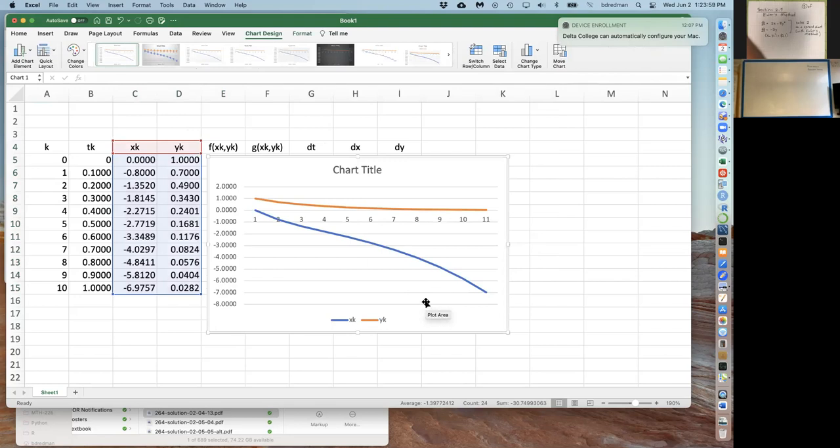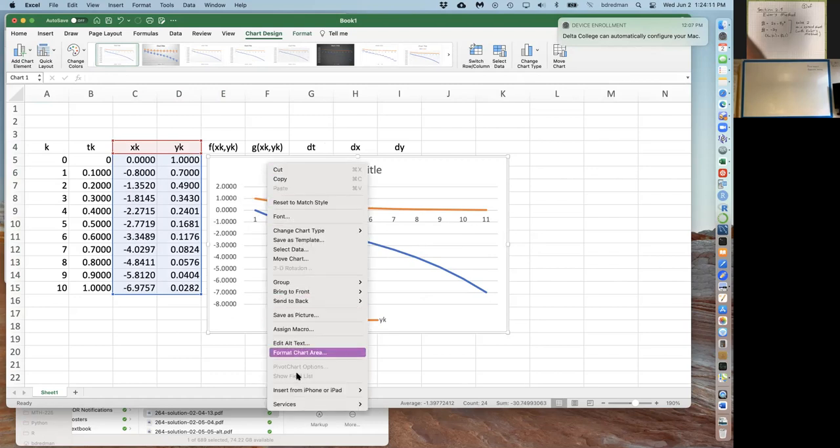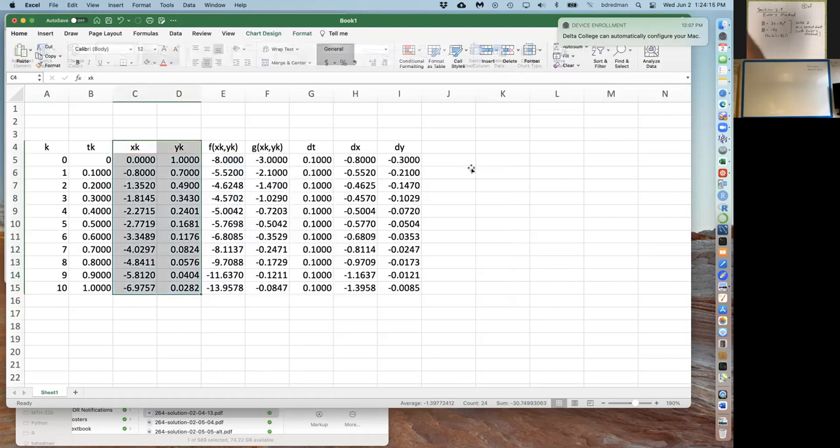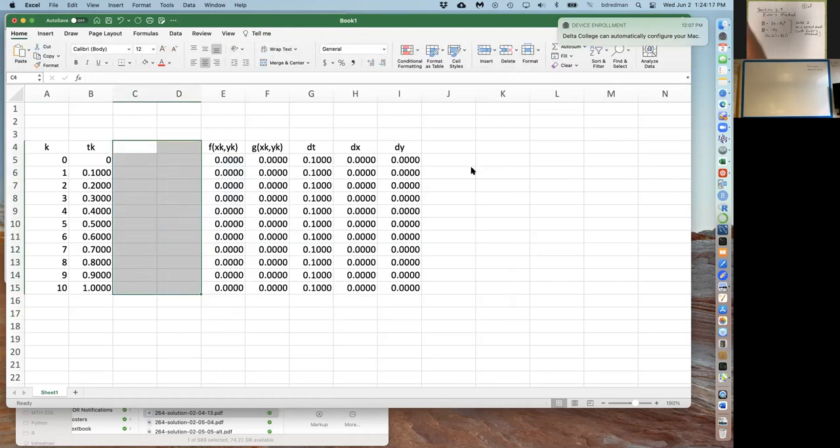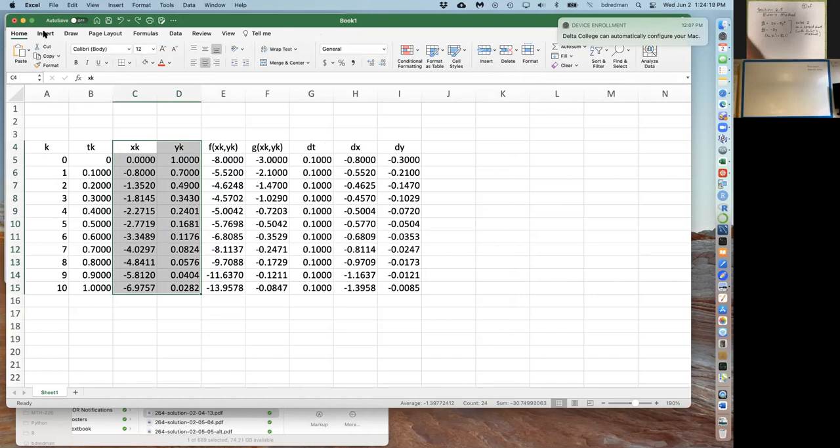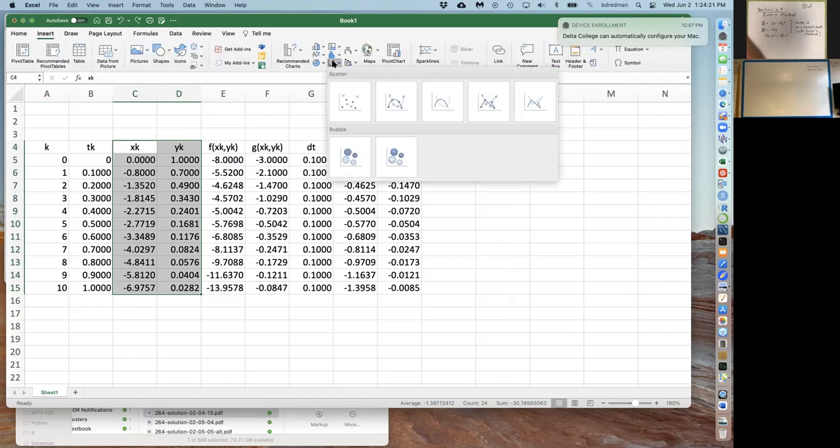Now, what's going on right here? I don't like that at all. This looks a little bit like my bad solution from previous, doesn't it? It's doing the XK and the YK separately. So I don't like that chart. I think I'm going to rather do a scatter plot. You could massage that chart so it would have worked. Let's try scatter plot.